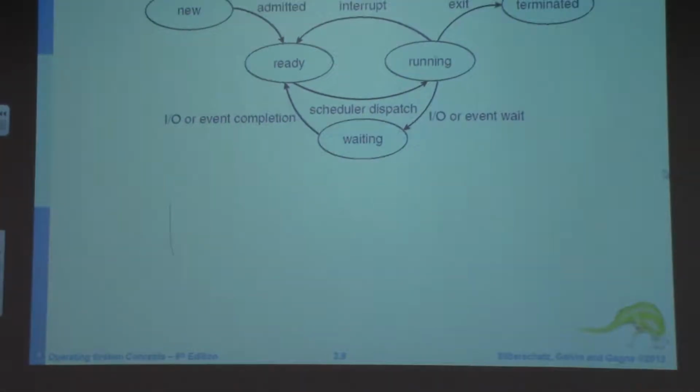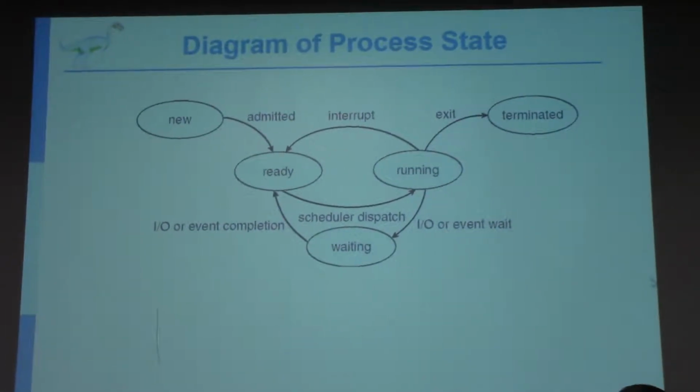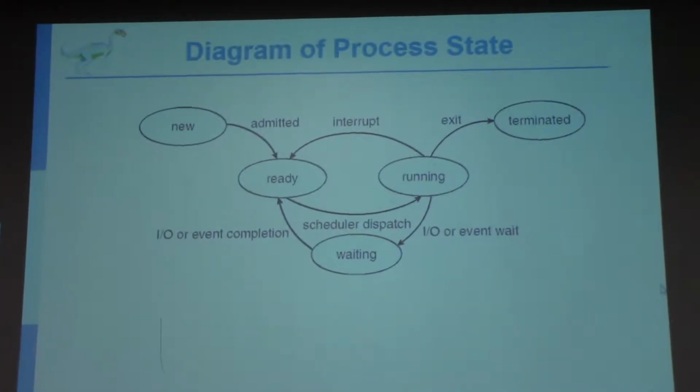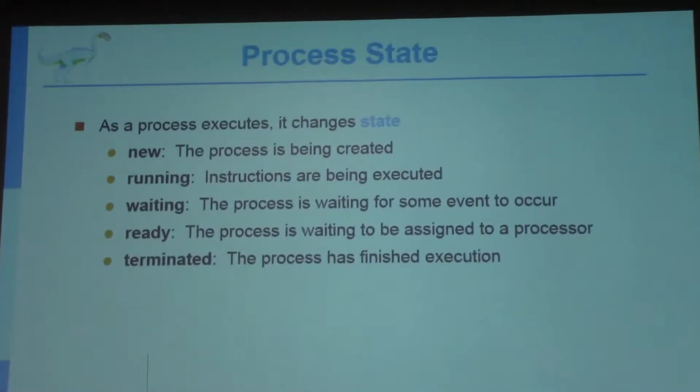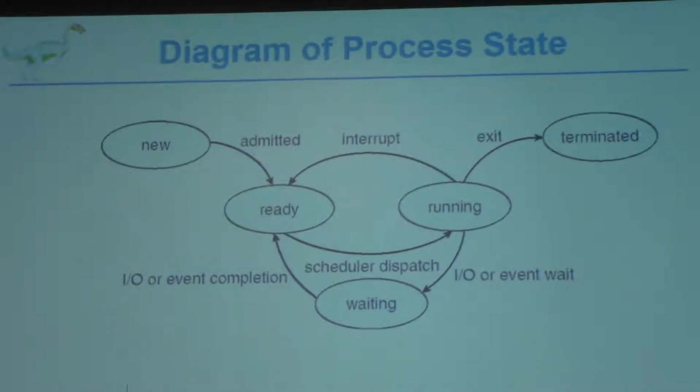To understand the details of the process state, this diagram shows it very nicely. New means just created or code executed. Then if everything is fine and it is ready, it is moved to the ready queue. So that it will be called by the CPU.